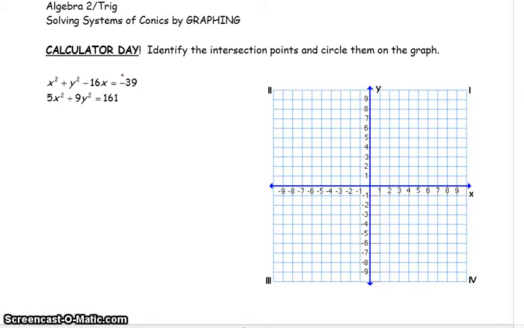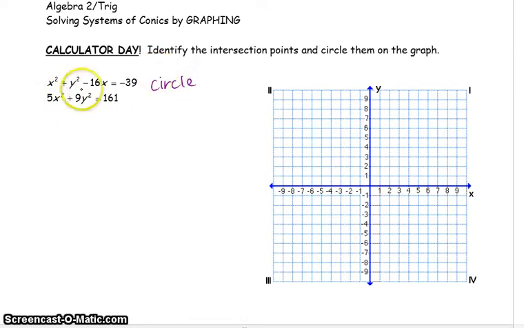So our first step for solving these systems is to look at our equations and say, what should these graphs look like? We've talked about this already. Since our x is squared and our y is squared, and it has the same coefficient, the same number in front, and it's an addition sign, we know this is going to be a circle.